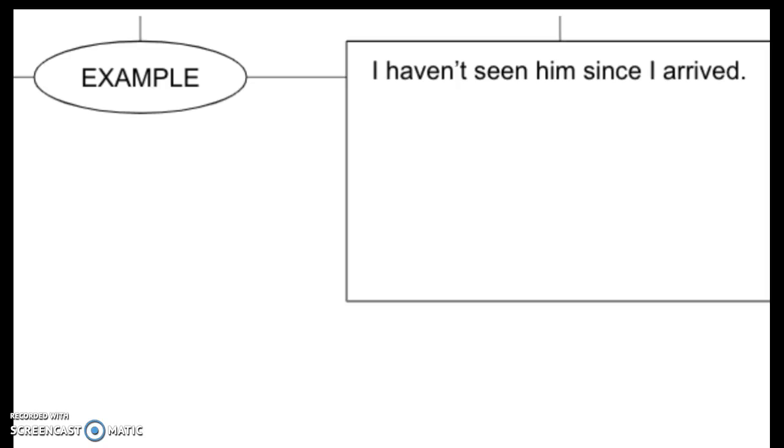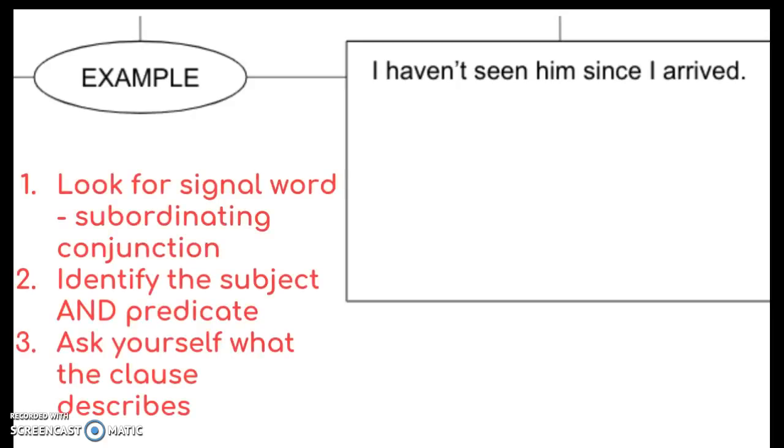Let's look at our example. I haven't seen him since I arrived. So we're going to go by the same steps. Look for our signal word, which will be the subordinating conjunction, and you'll notice the signal word is the word that each phrase or clause starts with each time. So when I refer to the signal word, that's what the phrase or clause starts with. So step number two, we need to identify the subject and predicate. And then step number three, ask yourself what the clause describes.